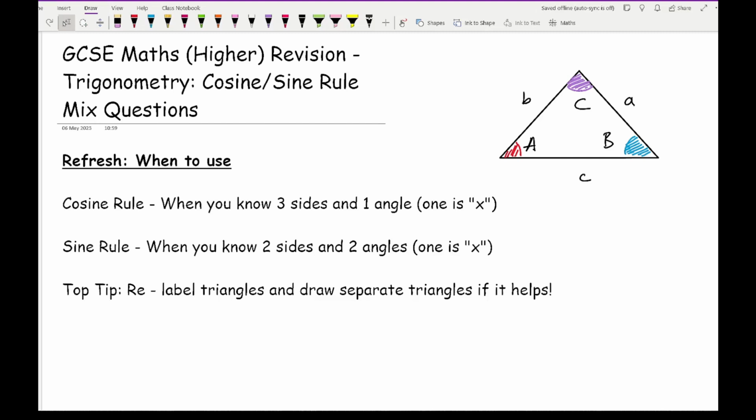We use the cosine rule when you know three sides and one angle where one of them is x, and use the sine rule when you know two sides and two angles where one of them is x.